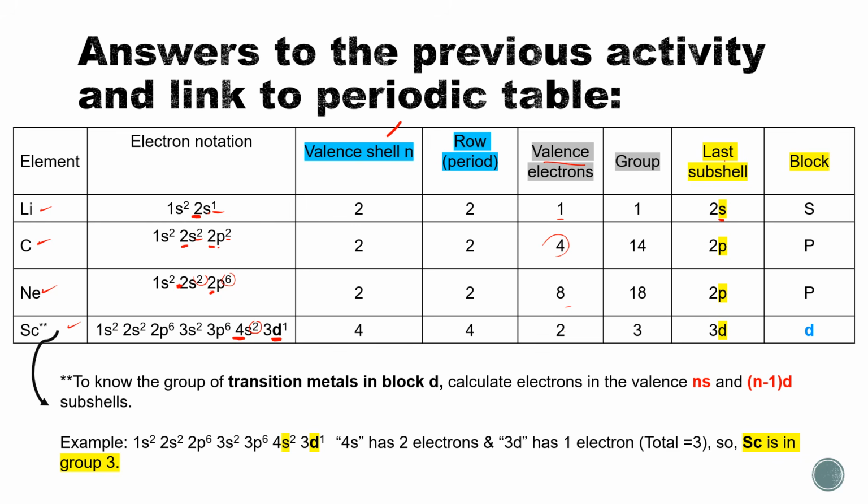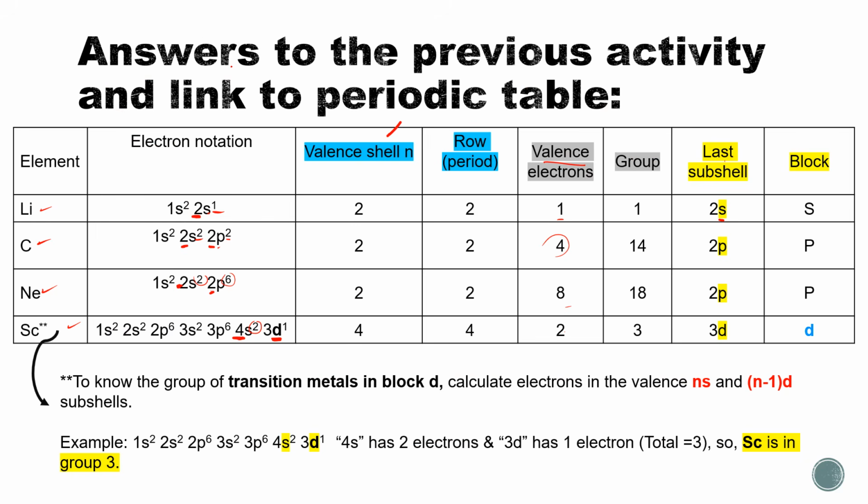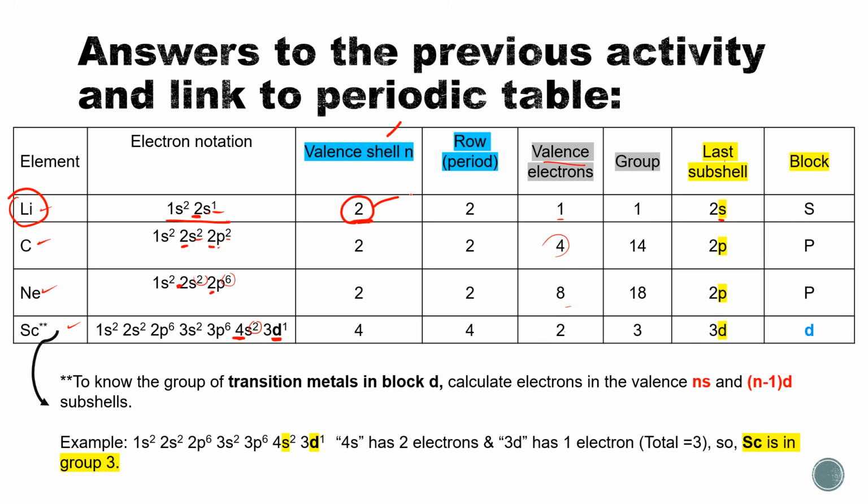Now you would be thinking, Mister, what's the use of this? The use of this is that we can find out where the elements are in the periodic table using the electron notation. So let's look at lithium here. This is the valence shell, right? It's number 2. Lithium is actually in period 2. So the valence shell gives us the row or the period in the periodic table.